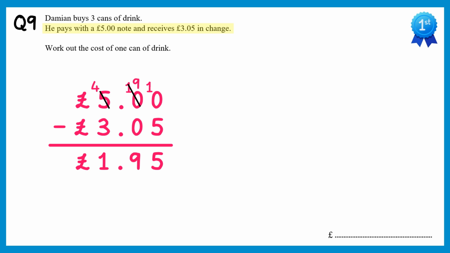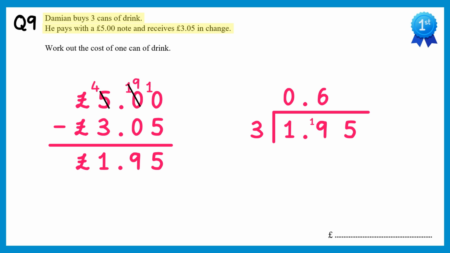But we're also told in the question that he buys 3 cans of drink, so we need to do £1.95 divided by 3. So if we draw a bus stop, and then we do £1.95 divided by 3, 3's into 1 is 0, so we carry that 1 over, 3's into 19 goes 6, which makes you 18, so there's 1 more left over, and 3's into 15 goes 5 times. So we find out the price of 1 can of drink is 65 pence.